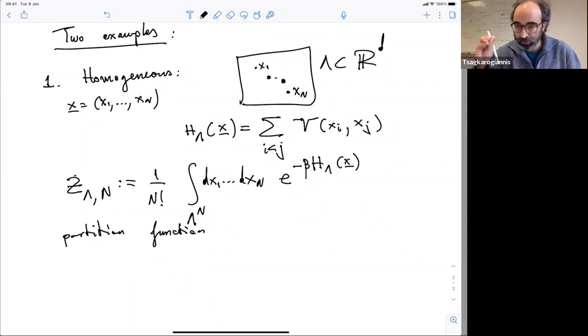This is a number. For each Lambda and each capital N, this gives me a number. I just integrate over the positions x1, ..., xn of this exponential. It looks trivial in some sense. And there is also a factorial, because these are indistinguishable particles. So if I change the labels of them, I get the same thing. So I'm overcounting many situations, and I'm overcounting by n factorial, because by exchange of labels, by the permutations, which are n factorial, I get the same thing. So I need to normalize with this n factorial. So all the microscopic information is registered in this number.